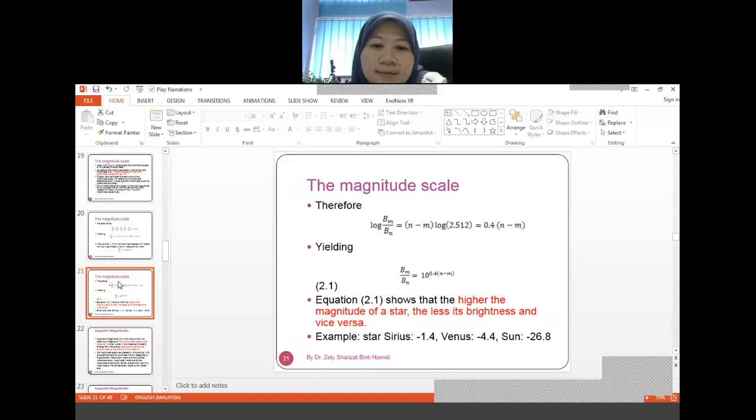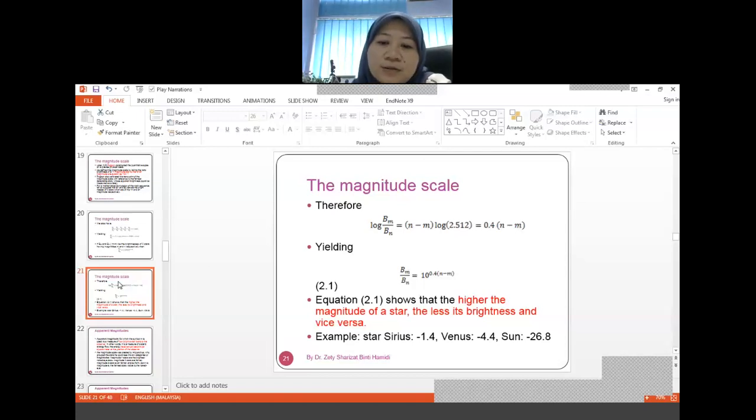Okay, so the higher magnitude of a star means that it is less bright. You need to understand that if we have a star of magnitude 20, for instance, which is larger compared to 11, it means that it is less bright than the 11 one.